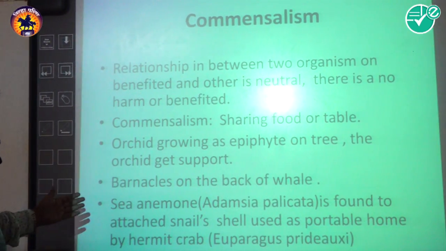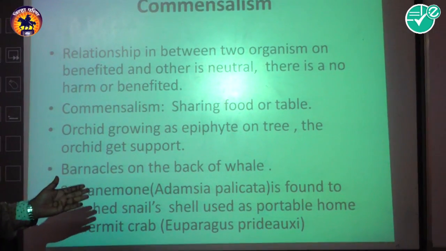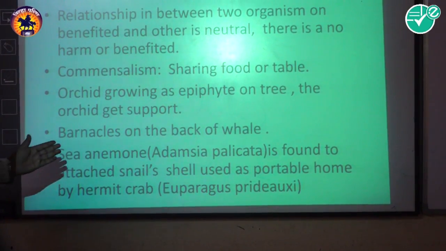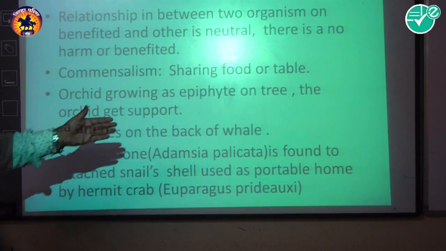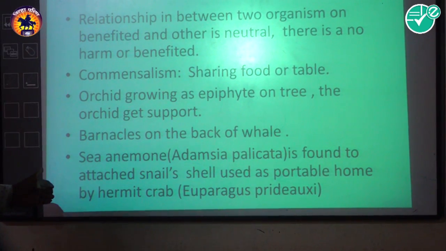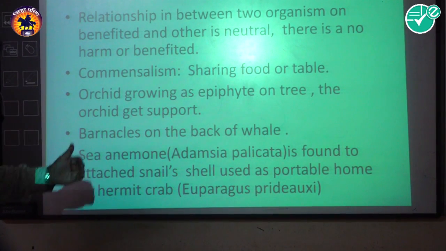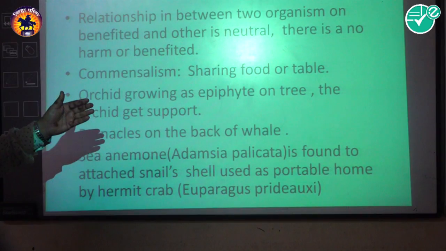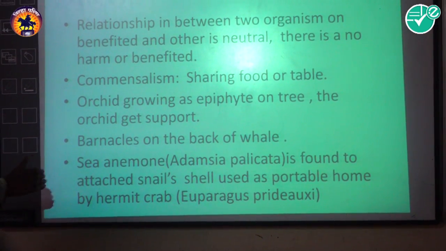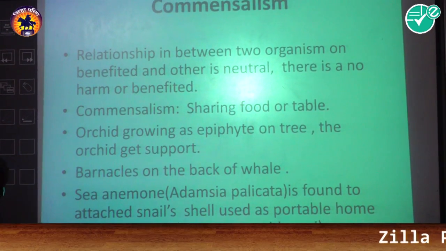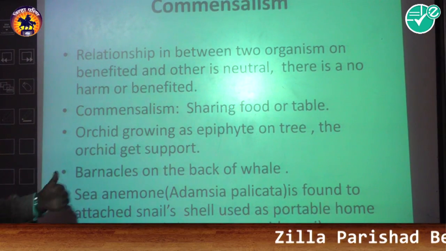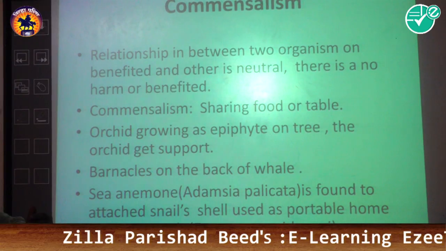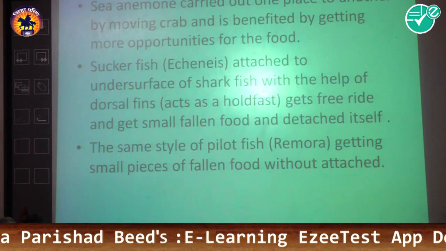Then sea anemone, Adamsia pelicata, is found attached to the snail shells used as a portable home by the hermit crabs. ये hermit crab से अटैच होकर, जिसको यूपेरेगस प्रेडियोक्सी कहा जा रहा है, दूसरे एनिमल पर अपनी ज़िंदगी गुजारेगा और एक जगह से दूसरी जगह जाने के लिए इसका इस्तेमाल करेगा.